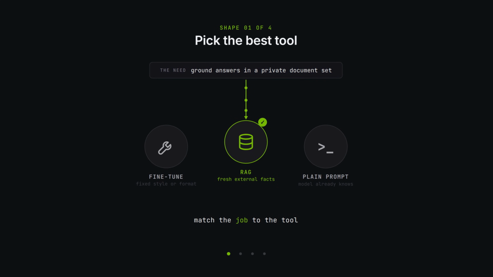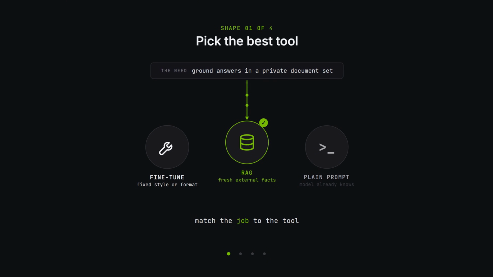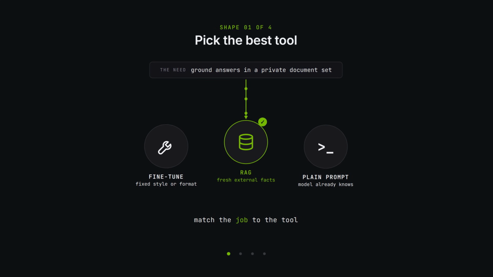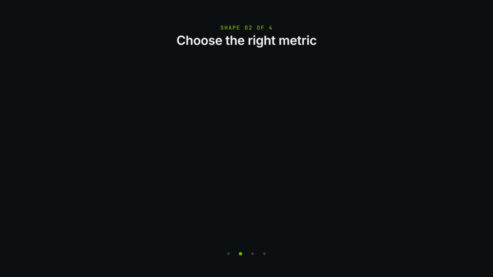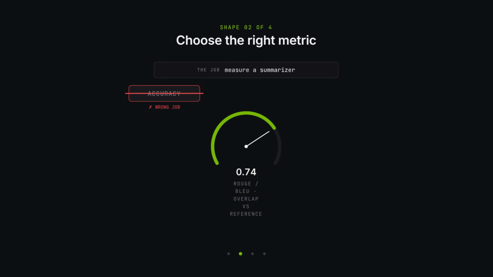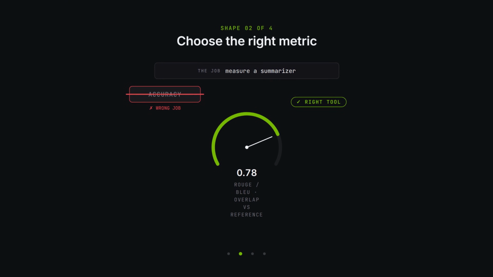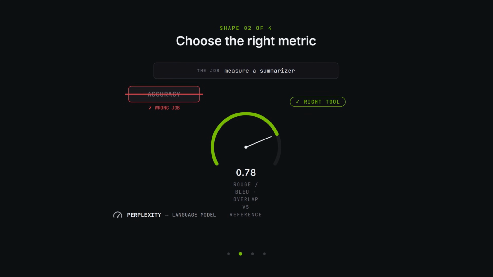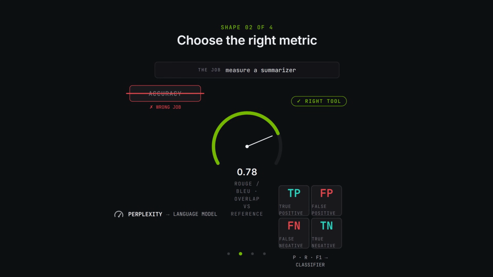Retrieval augmented generation for fresh external facts, fine-tuning for a fixed style or format, and a plain prompt when the base model already knows enough. The second shape is choose the right metric. When a question asks how you would measure a summarizer, accuracy is the wrong tool, and ROUGE or BLEU, which compare generated text against a reference, is the right one. Perplexity judges a language model, and precision, recall, and F1 judge a classifier.